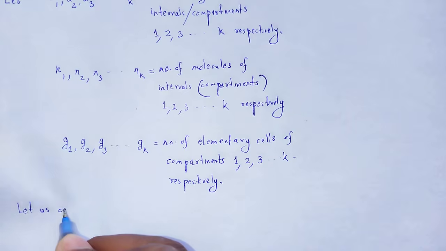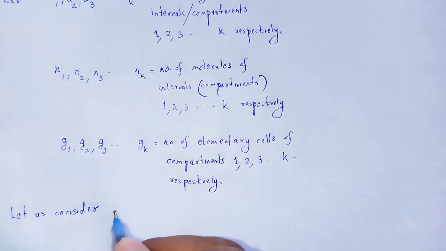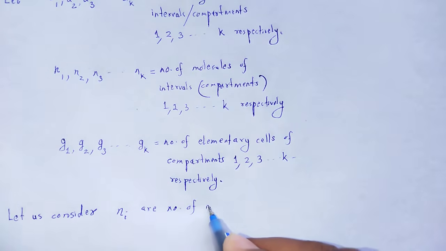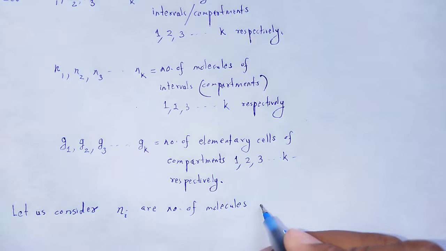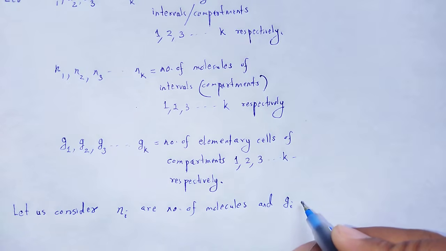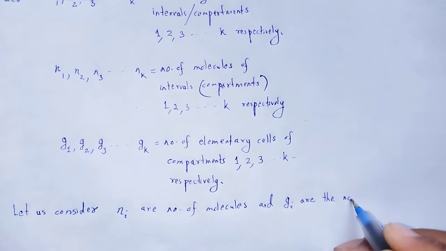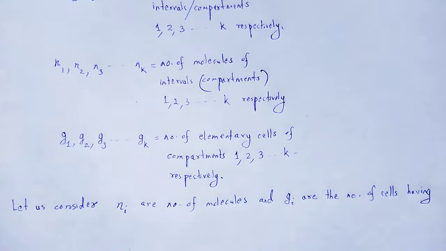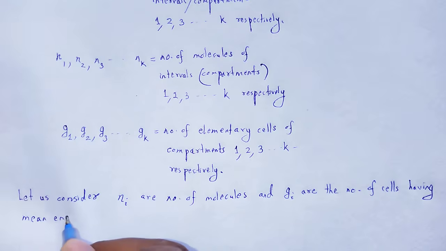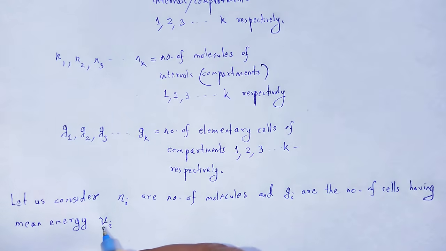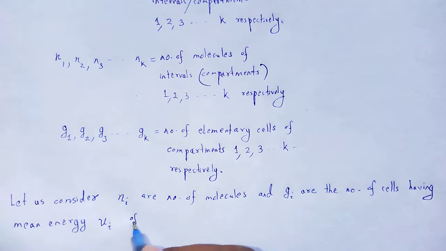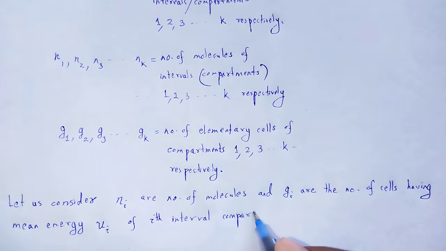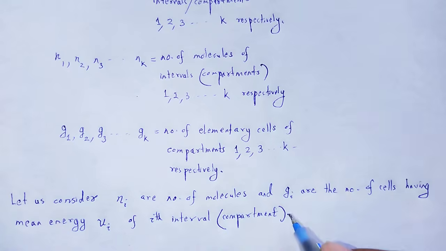Let us consider that Ni is the number of molecules and Gi is the number of cells having mean energy ui of the ith interval or compartment.